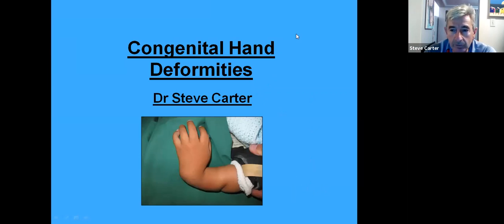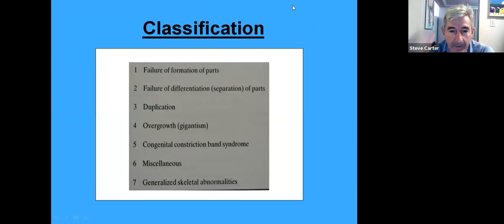So we're going to just get our next slide up. Okay, so basically, if you look at the classification of congenital hand differences, this is the old classification. I still like it, it's good. It's Swanson's classification, and it's 7: failure of formation, failure of differentiation or separation, like a syndactyly, a duplication, like a polydactyly or a thumb duplication, overgrowth, congenital constriction band syndrome, miscellaneous, and generalized skeletal abnormalities.